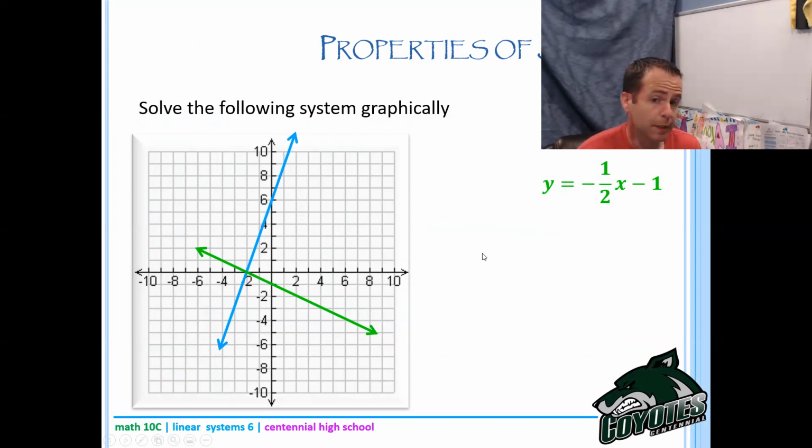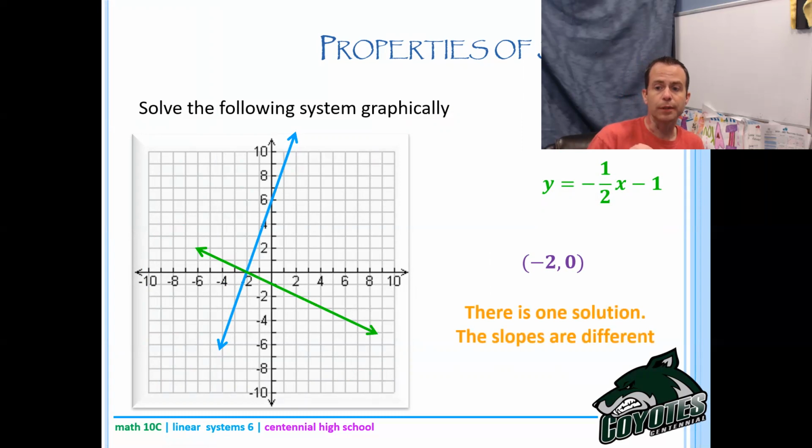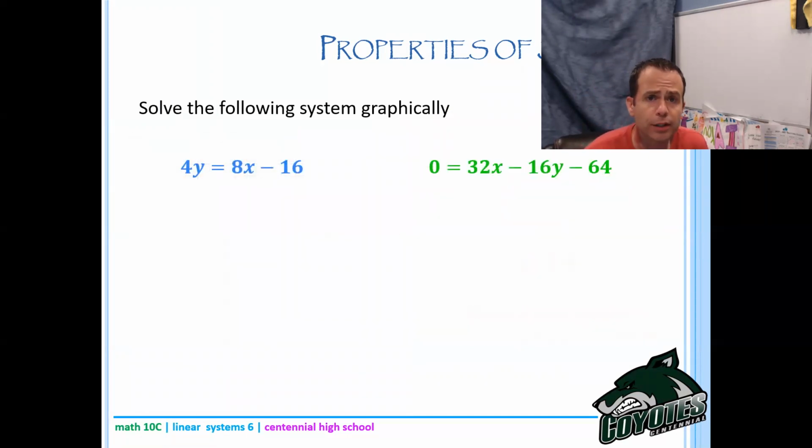The answer would be negative 2 comma 0. And what I want you to start thinking about is the language here, where we say there's one solution and the slopes are different. That should sound very familiar to you. We've already talked about the fact that if there's one solution, the slopes have to be different, or if the slopes are different, there will be one solution. All right. Awesome. Now let's take a look at this system.